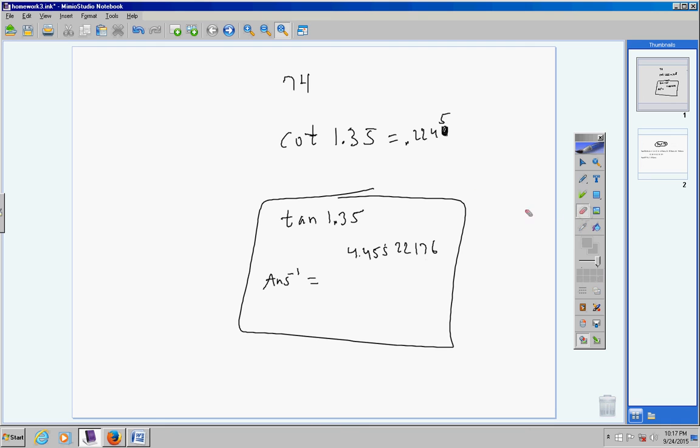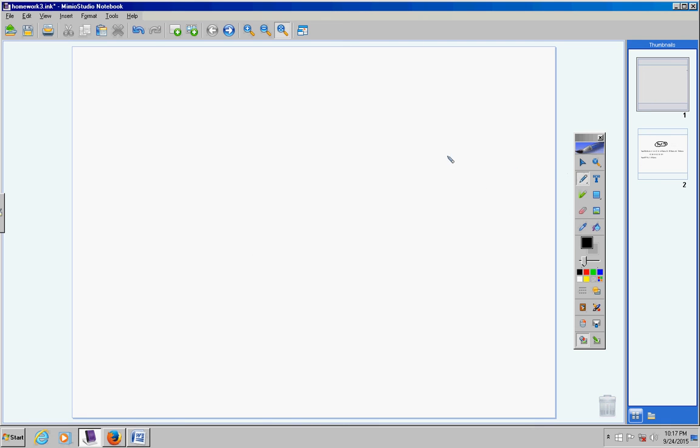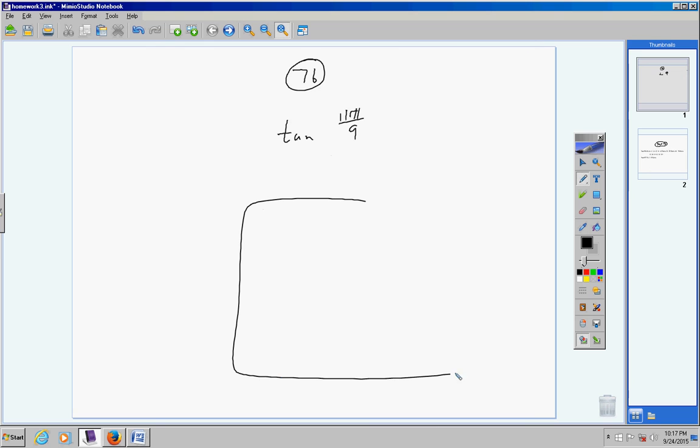Okay, alright, moving on to number 76. Number 76. The tangent of 11 pi over 9. Now, since I'm already in radians, I'm just going to type that into my calculator. I'm going to type in tangent, then type 11, then the pi button, then divided by 9, then hit enter. So tangent 11 pi divided by 9, enter, and you'll get this for your answer: 0.8391 if you round correctly.